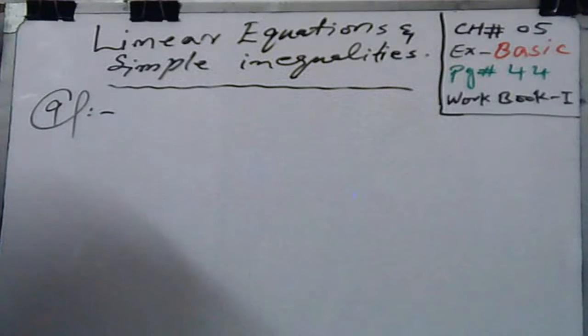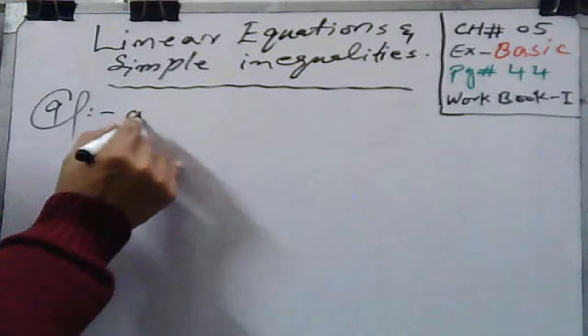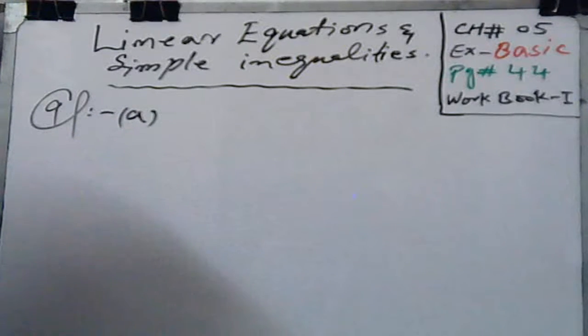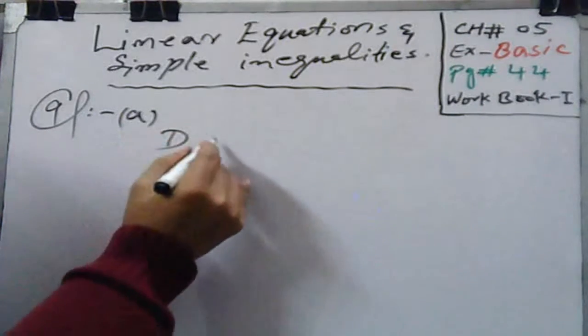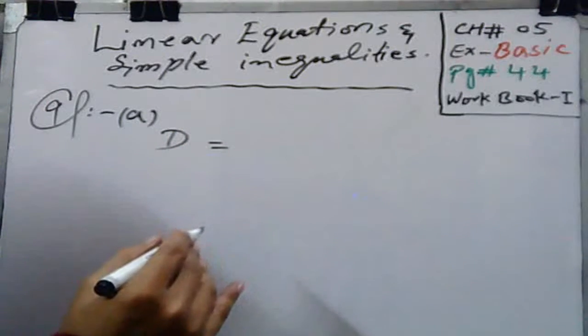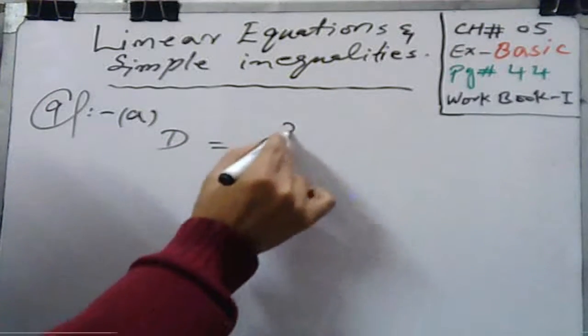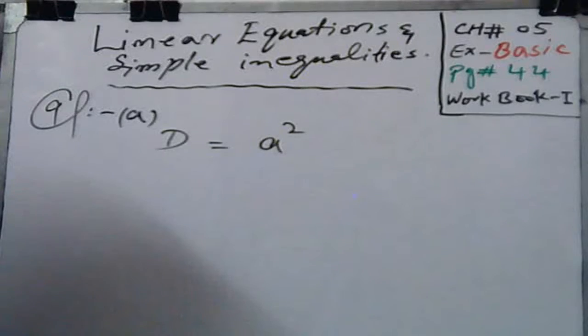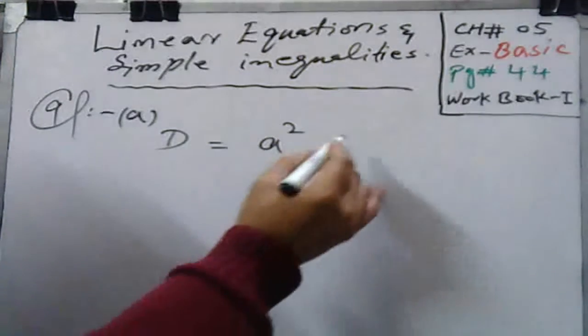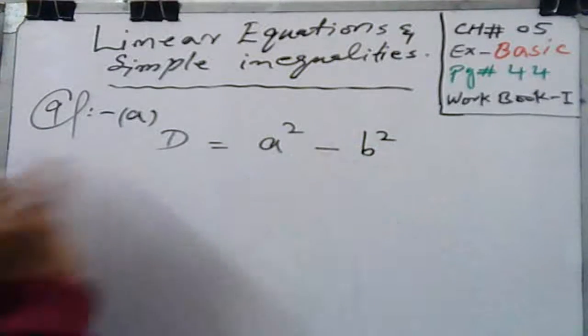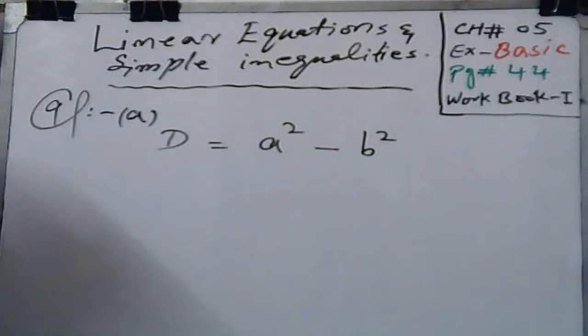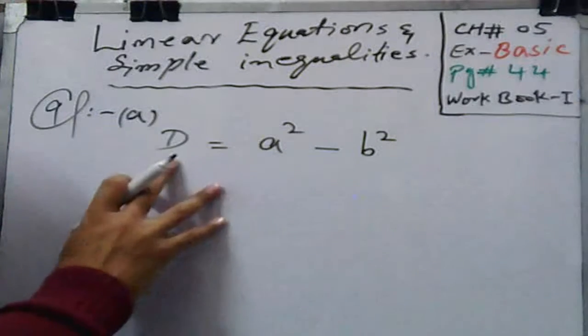What is the statement? First of all, read the statement carefully. In part A, we have been asked for the difference d of the square of a and the square of b. How can we write it as an algebraic expression? Difference d is equal to the square of a, then the square of b, and that is your difference. So the difference d is equal to a square minus b square.